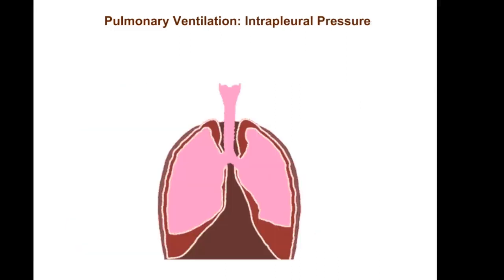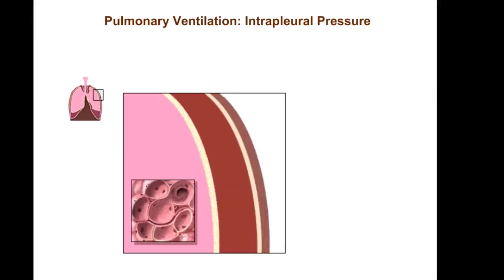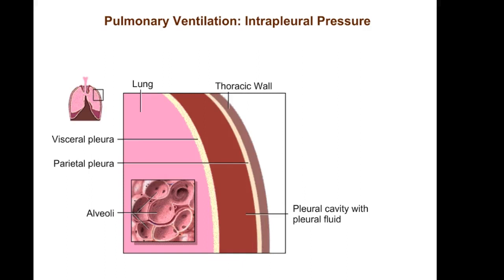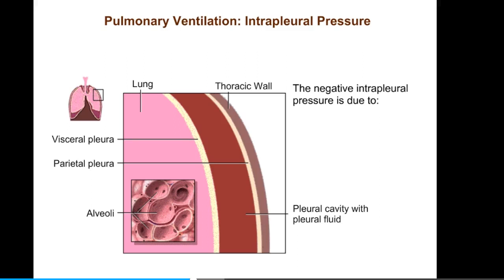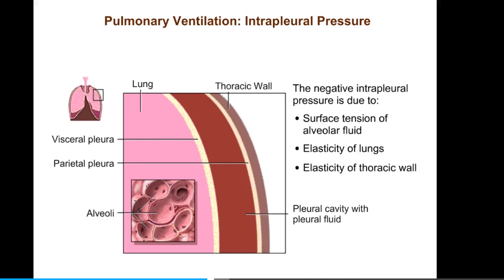Intrapleural pressure is the pressure within the pleural cavity. Intrapleural pressure is always negative, which acts like a suction to keep the lungs inflated. The negative intrapleural pressure is due to three main factors: the surface tension of alveolar fluid, the elasticity of the lungs, and the elasticity of the thoracic wall.